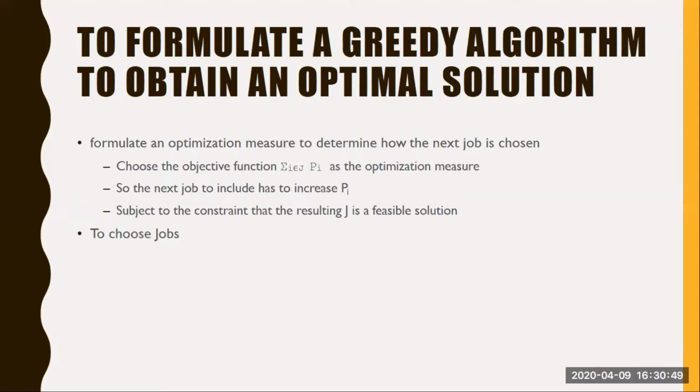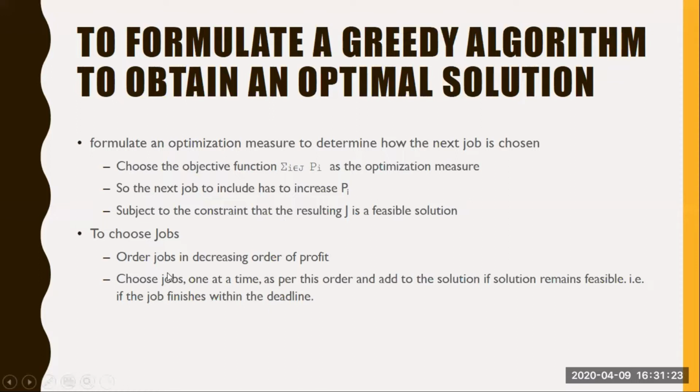To choose jobs, because profit is the main criterion for us, we can arrange each and every job in descending order of the profits that we can get. So order the jobs in decreasing order of profit. Since each and every job takes the same amount of time, we can think of only the profit. If I finish each job within this period of time, I'll earn the most profit and get the optimal solution. So first, order jobs in decreasing order of profit.